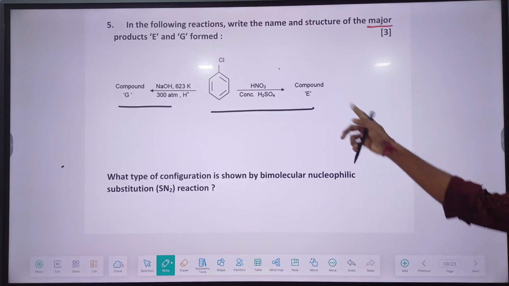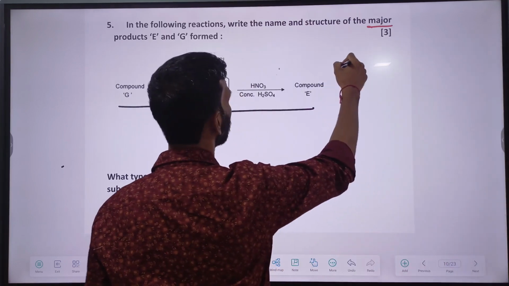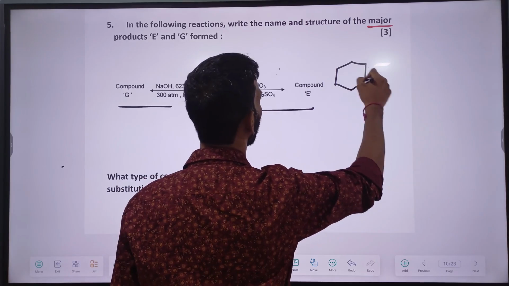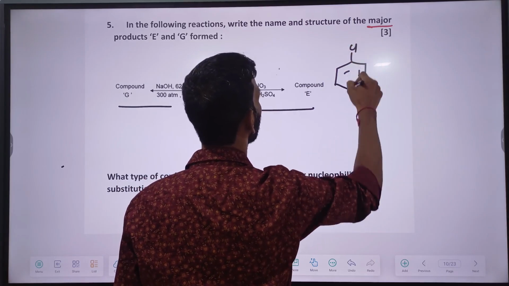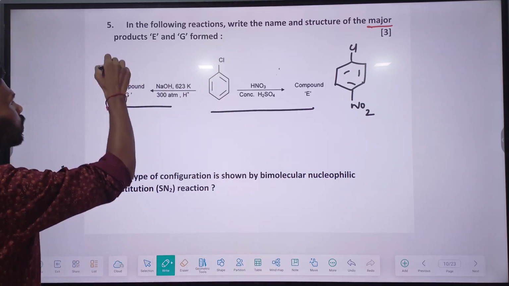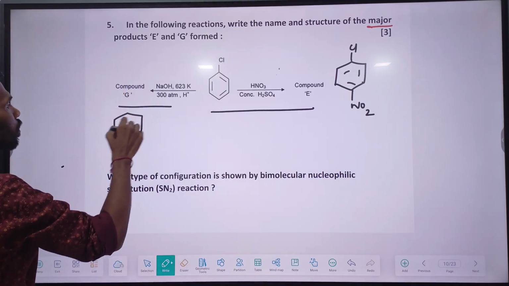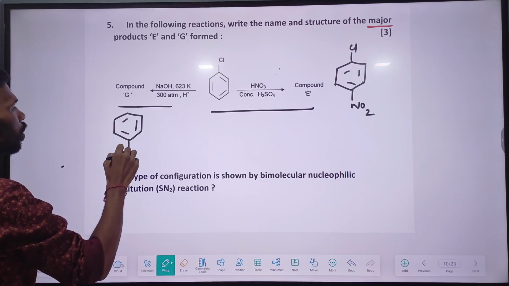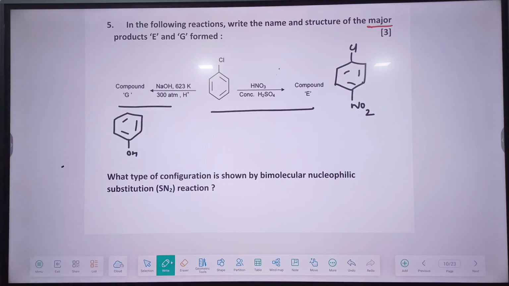So these two questions. E is what? Our E is this one, and G is phenol. OH can be on the top also.